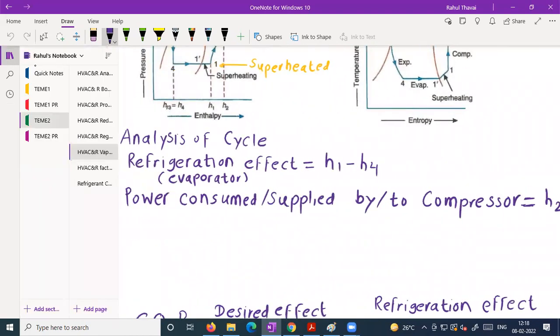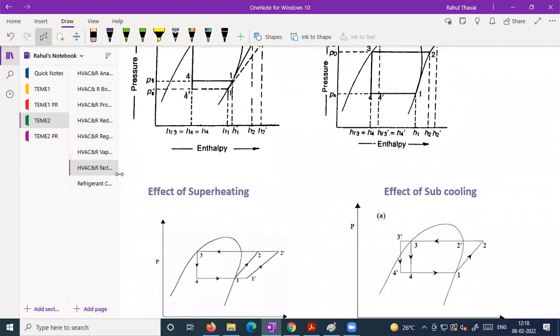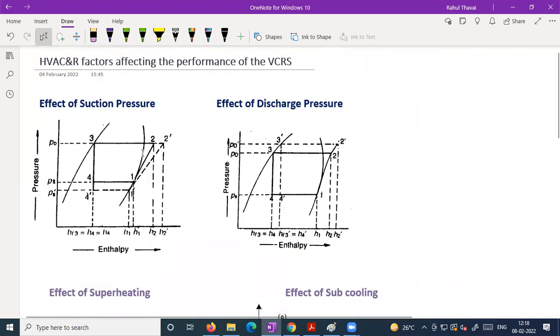Now let us move to the next part. Let us see the factors which affect the performance of the VCRS. Now let us start with the first, that is the suction pressure. See, all of you, the compressor is going to suck the working fluid, right? Who will suck? The compressor will suck.